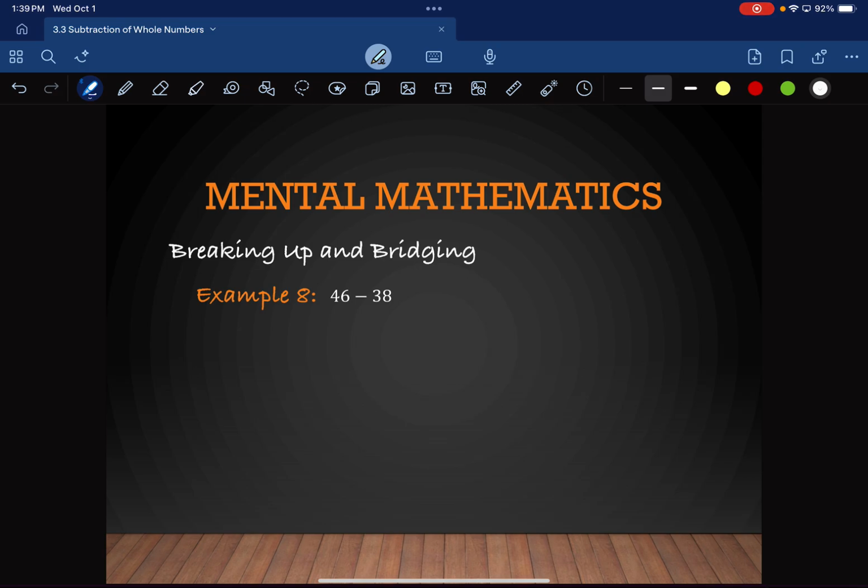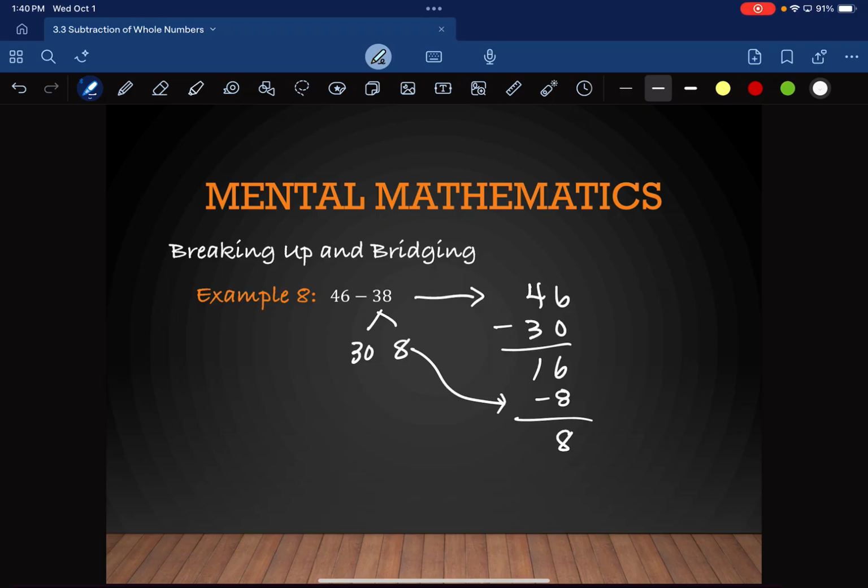Yeah, so this is what we're going to do as a substitute. So we have 46 minus 38. Breaking up and bridging is our first one. The way this method works is that we take our second number and we break it apart. Okay, 30 and 8. Cool. And we take the original number we started with, 46, and we subtract off 30, the larger of the values. So 46 minus 30 is 16, thank you. And then we subtract off the 8 after that because we've got a smaller number to work with. So 16 minus 8, that would be a subtraction fact that we might have memorized by that point, and we would get 8. This is called breaking up and bridging.